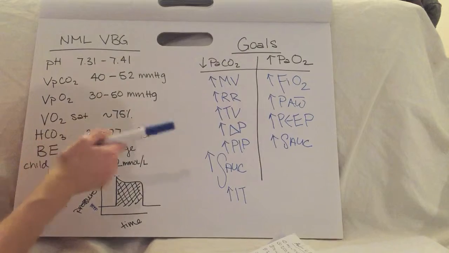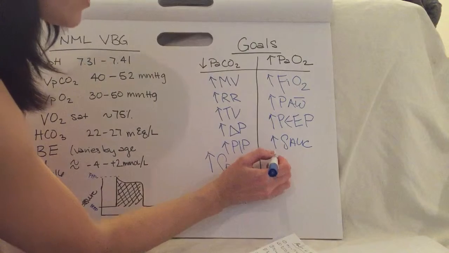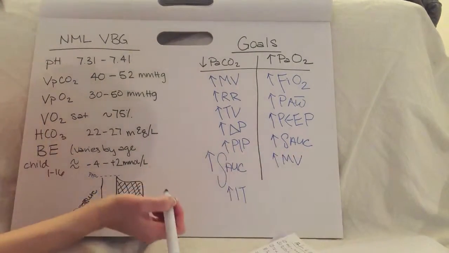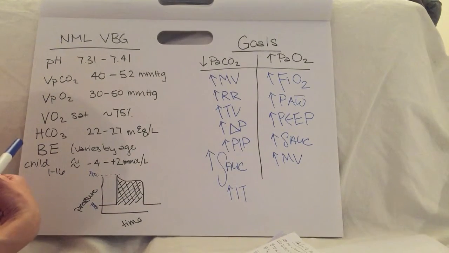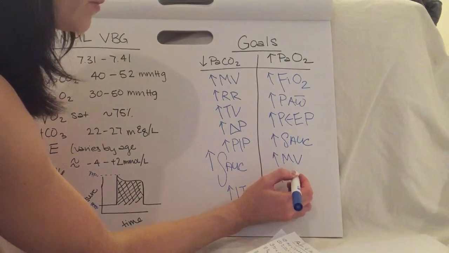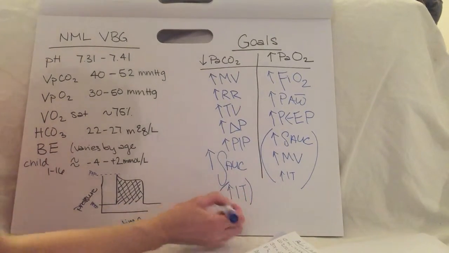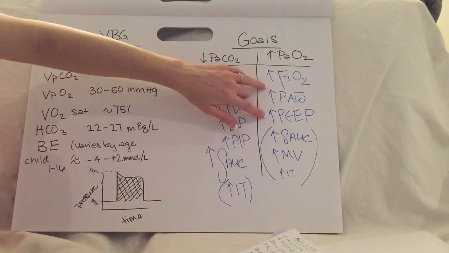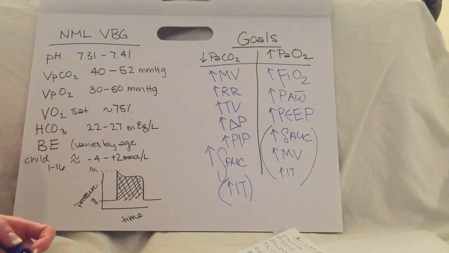Also, of course, by increasing your minute ventilation with better ventilation, we do know we're also going to get an effect on our oxygenation. And we can also, of course, manipulate our time, or our I time. These, however, are going to be your three that are most accessible for improving oxygenation, and these will be your main go-tos for improving your ventilation.